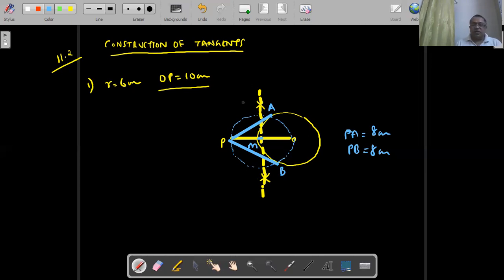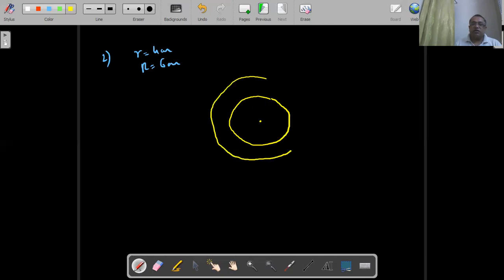Then we go to the second construction. The second construction is you have to draw two concentric circles of radius 4 and 6. What are concentric circles? Circles with the same center but different radius are called concentric circles, right? So what we need to do is draw a circle of radius 4. Okay, let's assume this is the center, and then another circle with the same center with radius of 6.